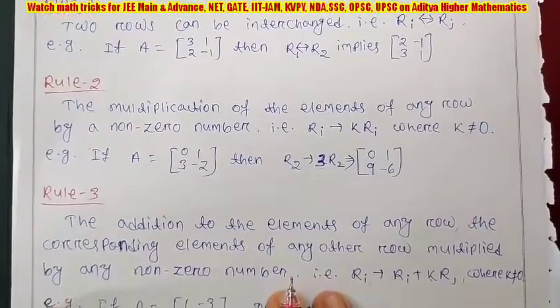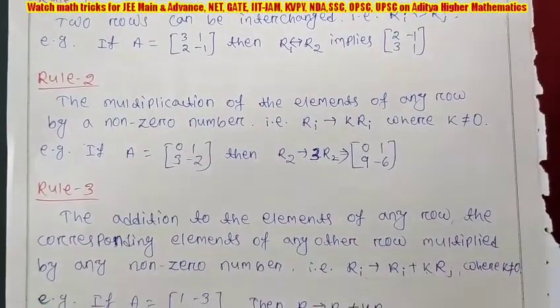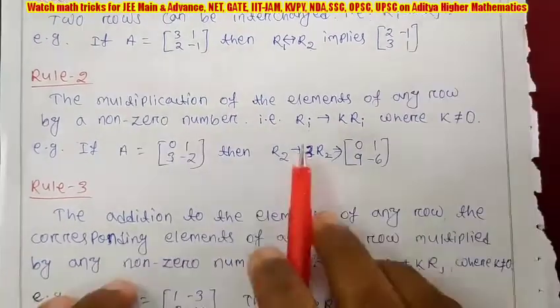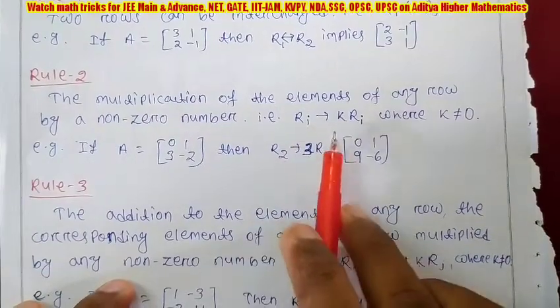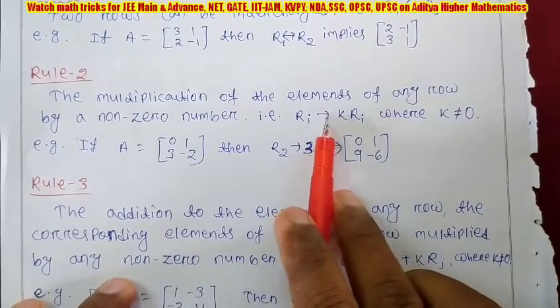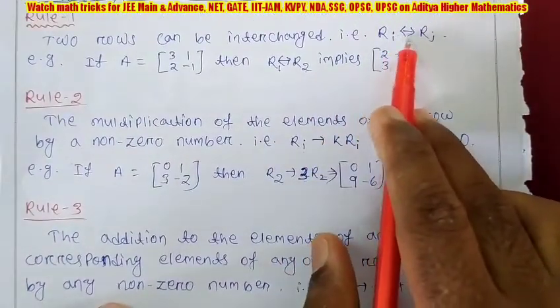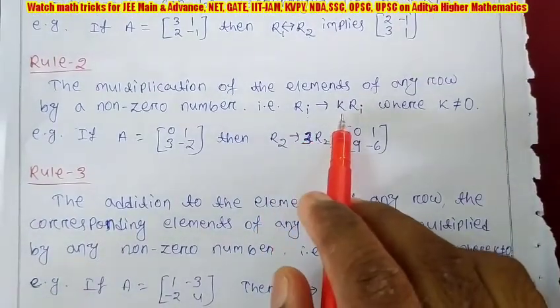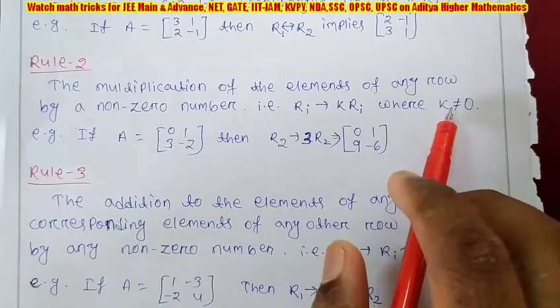Next, rule 2. The multiplication of the elements of any row by a non-zero number. That means we can multiply a non-zero number to the elements of a row. For example, if Ri is one row, then for the changing symbol we use a single arrow mark, and for interchanging we use a double arrow mark. How are we changing Ri? We are multiplying by just one k, where k must be non-zero.